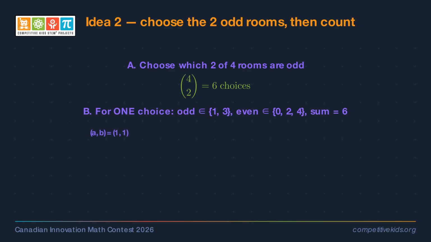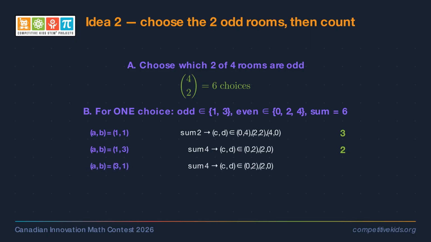If the odd pair is 1 and 1, then the even pair must sum to 4. That gives 3 options. If the odd pair is 1 and 3, the even pair sums to 2. 2 options. If 3 and 1, again 2 options. If 3 and 3, the even pair sums to 0. Only 1 option. Add. 3 plus 2 plus 2 plus 1 equals 8 ways per choice.